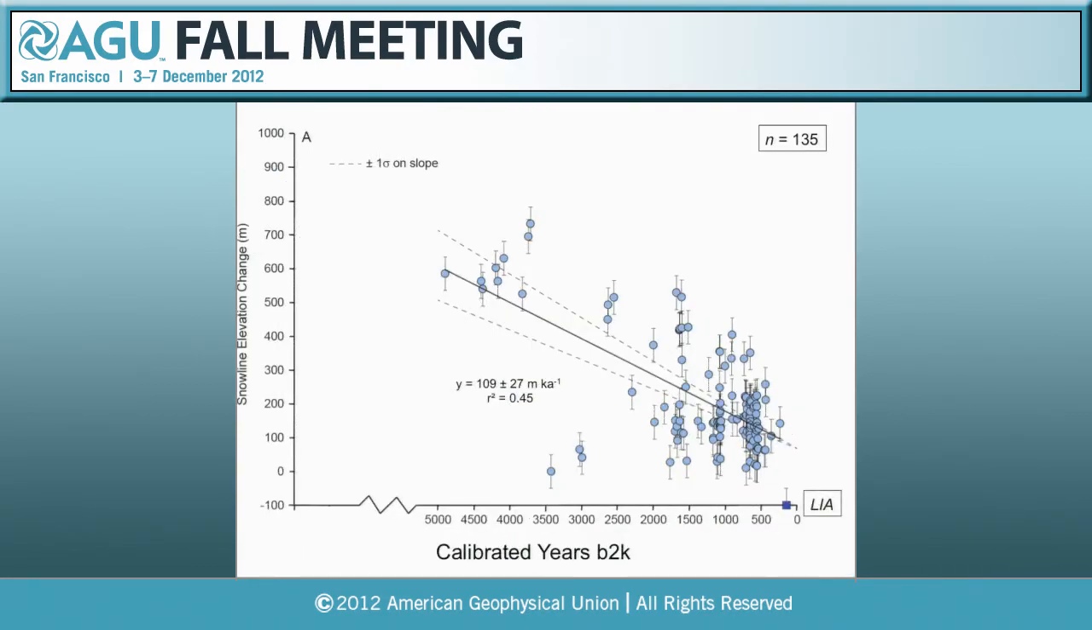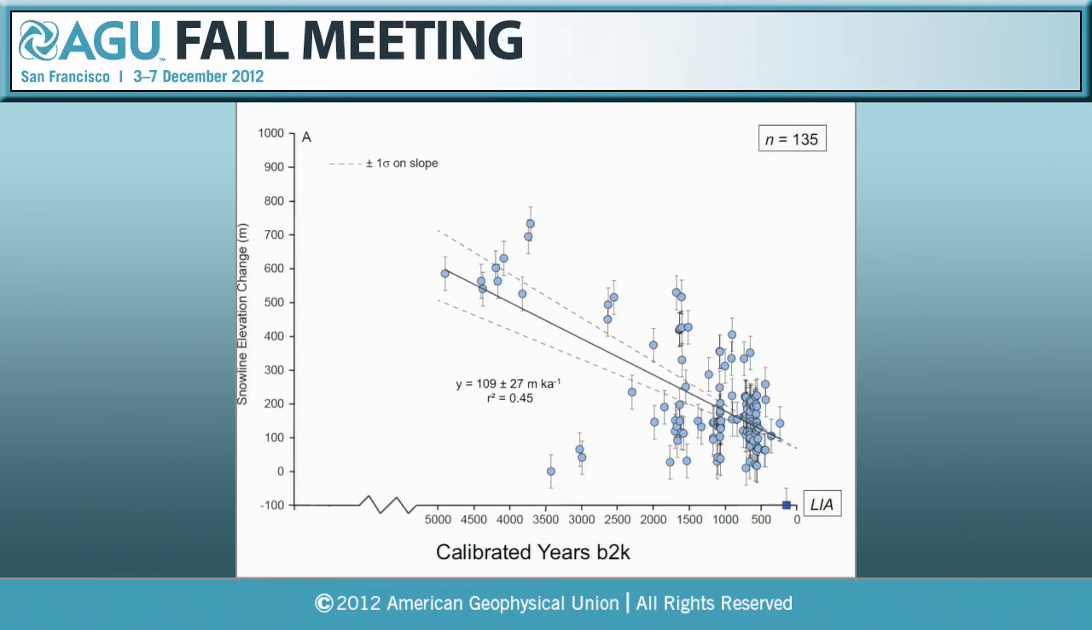On the x-axis here, we've got calibrated years in the B2K timescale, so 0 is the year 2000. And on the y-axis, we've got the change in snow line that's taken place since that time. And so you can see very clearly that for sites in the 4,000 to 5,000-year-old range, the snow line was much higher than it is in more recent times.